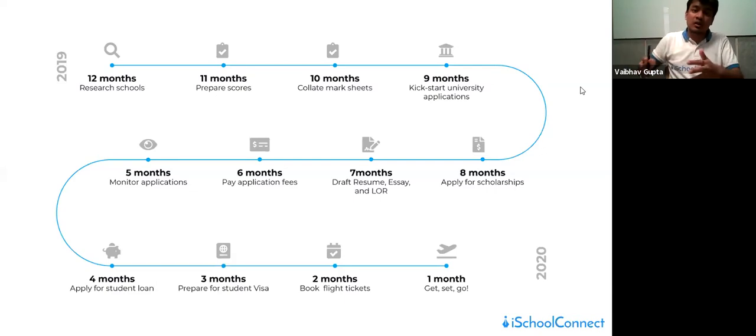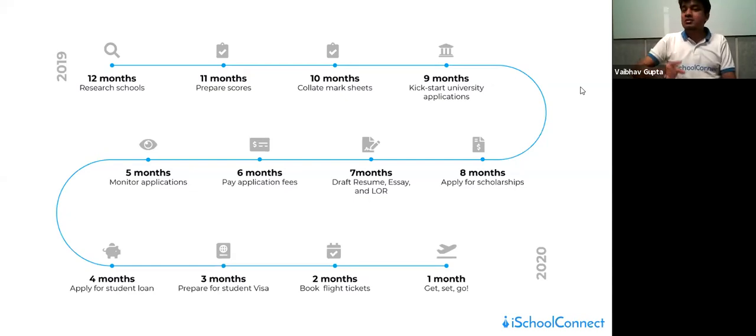Once you are doing that, you have to think that you have to apply for scholarships as well. Some universities have a separate application process when it comes to scholarships, but many universities have scholarship applications along with the university applications as well. So subsequently start applying for scholarships as well. With 7 months in hand, you should start drafting your essays, SOPs, and LORs.